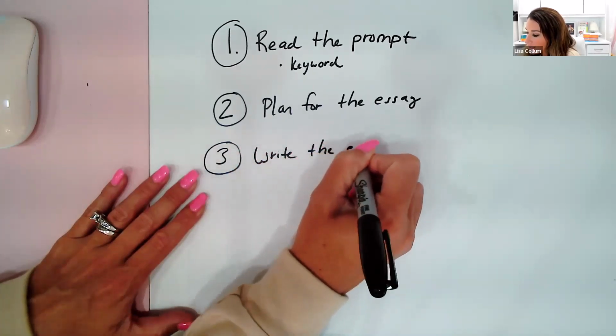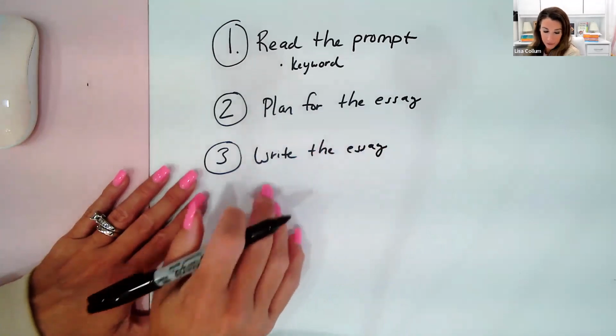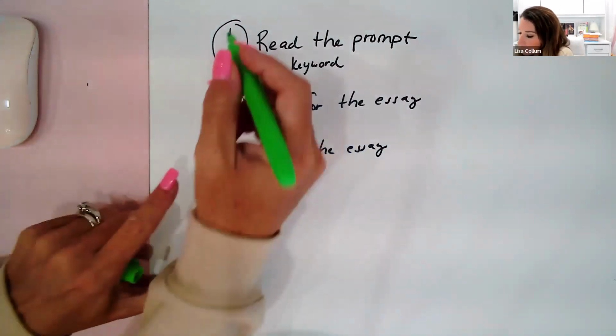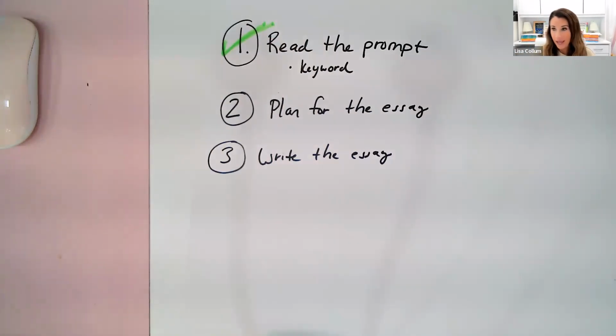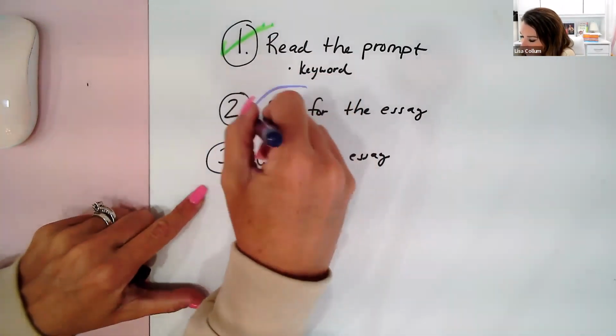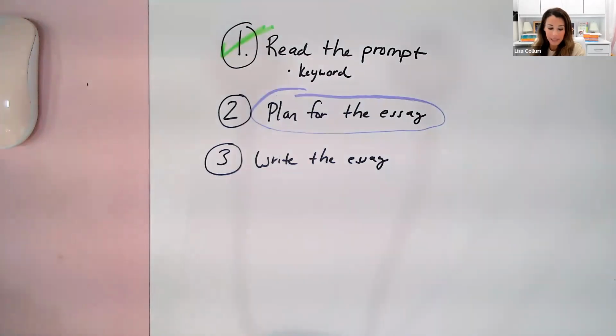Okay, so before I teach you how to write the essay, which is step 3, you've already learned how to read the prompt and do keywords. So I'm going to put a check there. Okay, and then today we're going to be learning how to plan for the essay. So today's the planning part. This is basically where you're taking your thoughts and you're going to plan them out so you know what to write about.